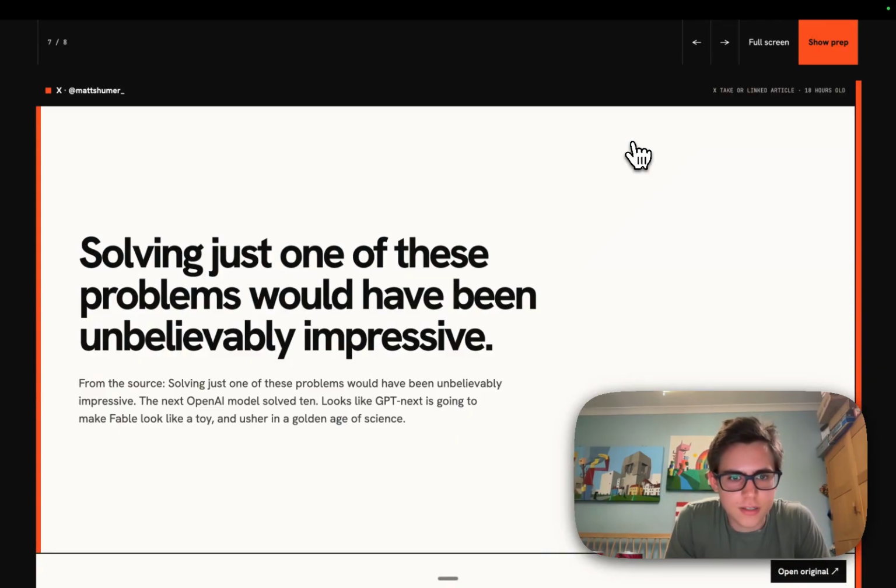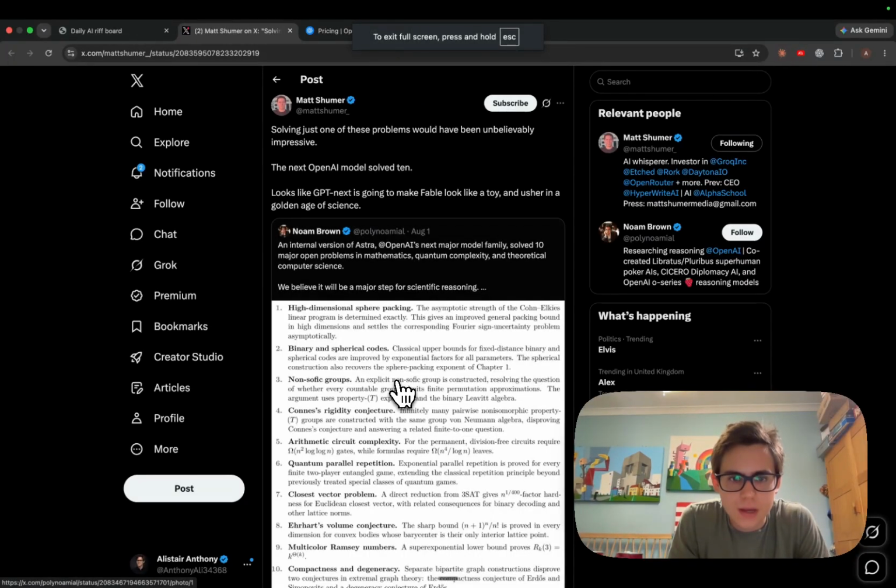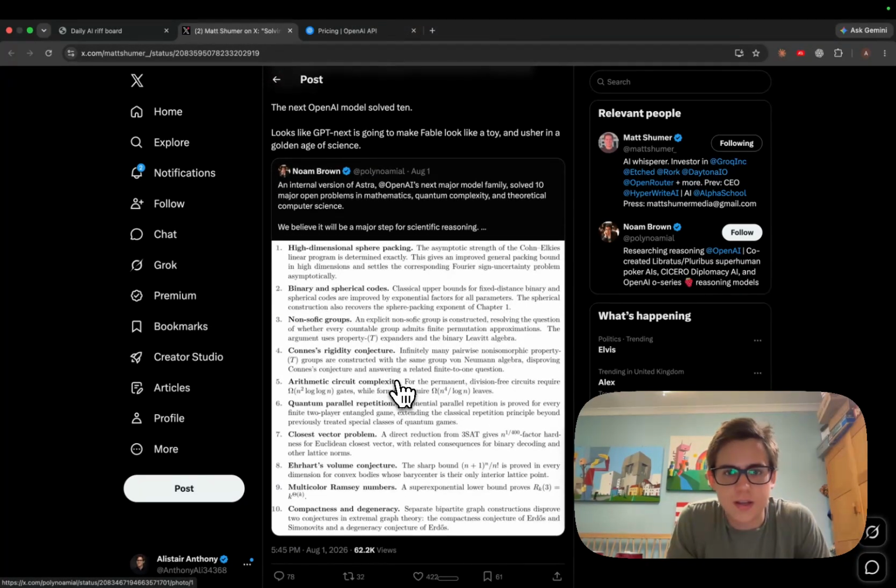I think this is in reference to the fact that OpenAI kind of disclosed that, I think they're calling it GPT, I don't know if it's 6 or like 5.7 or what, but Astra, some model, has solved like 10 extremely long-standing maths puzzles. I think that's what this is about. Or maths problems that hadn't been solved for ages. Is it this one? Yes, it is.